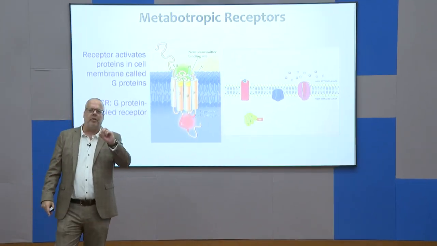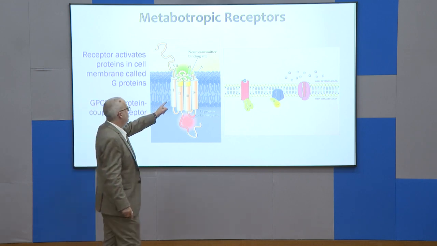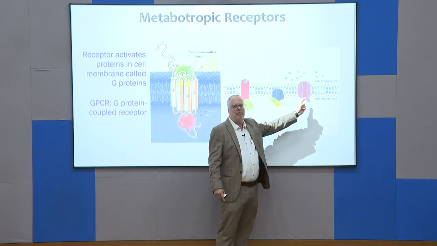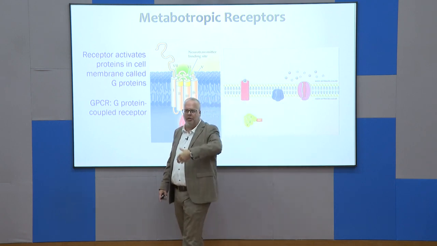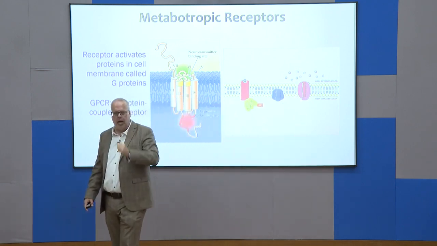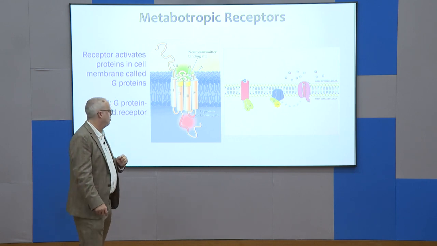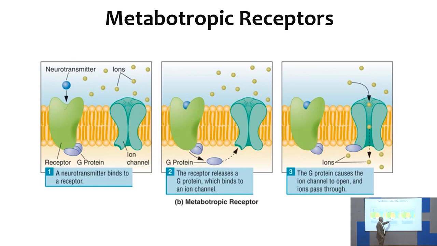Now, why this is important is a metabotropic receptor can have multiplicative effects. That is, when the neurotransmitter binds, it can cause not just one channel, but 5 or 10 or 20 channels to then open, allowing ions to flow in or out. So again, it can have a much bigger effect on the voltage of the synaptic terminal than what an ionotropic receptor does. So neurotransmitter binds, it releases the G protein, that G protein binds to a channel, and voila, ions flow in or out.